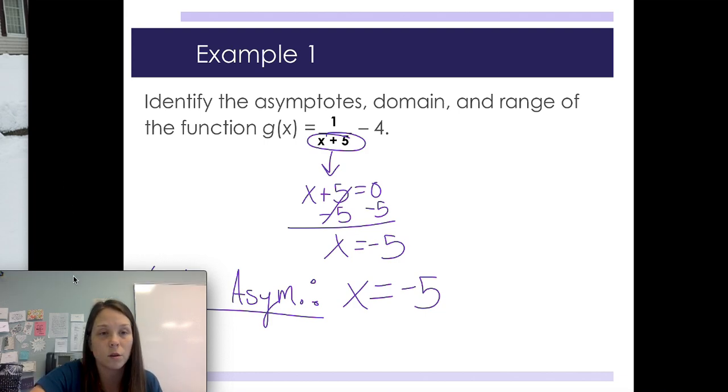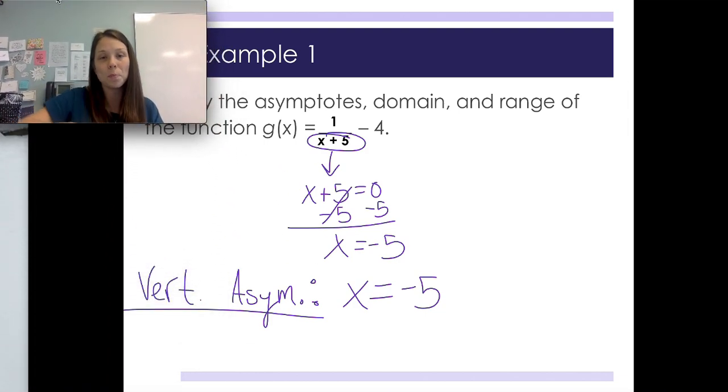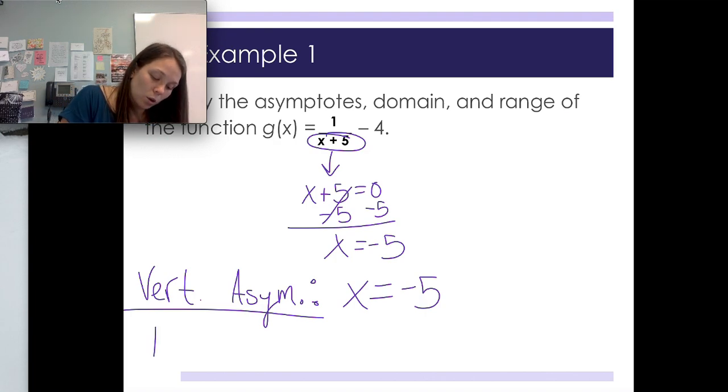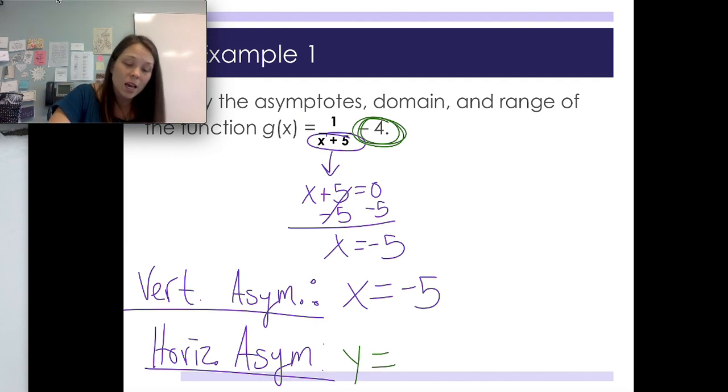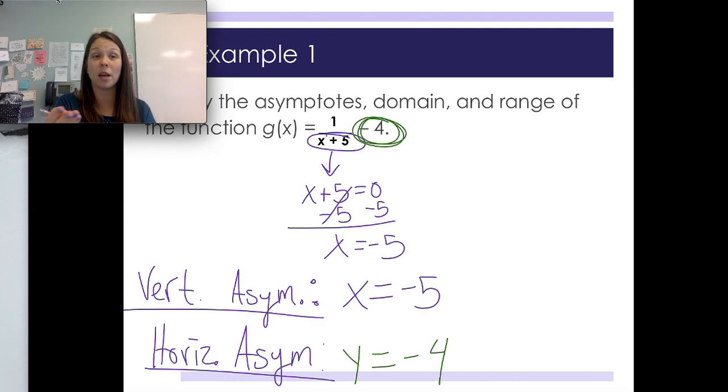Then we can identify our horizontal asymptote. The horizontal asymptote always occurs at y equals whatever this k value is, the constant number added on the end, so that would be negative 4. So we find the vertical asymptote by taking the denominator and solving it for x. We find the horizontal asymptote by taking the number on the end of the fraction.